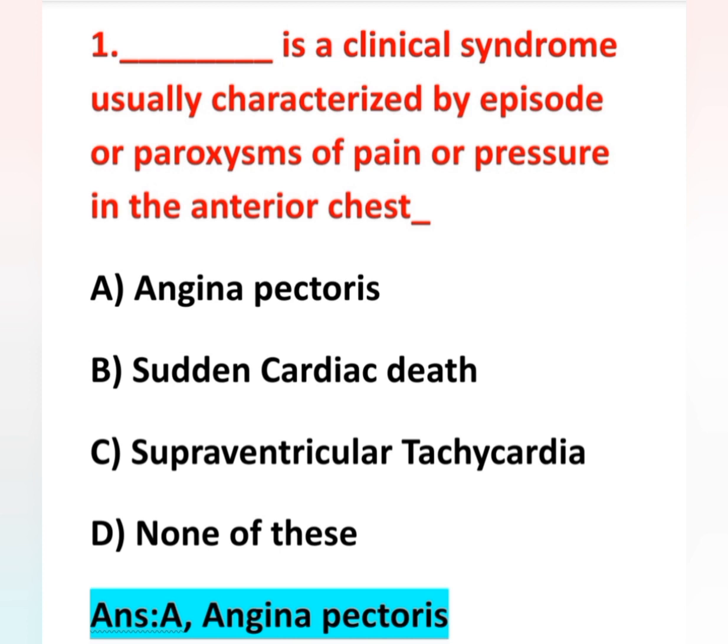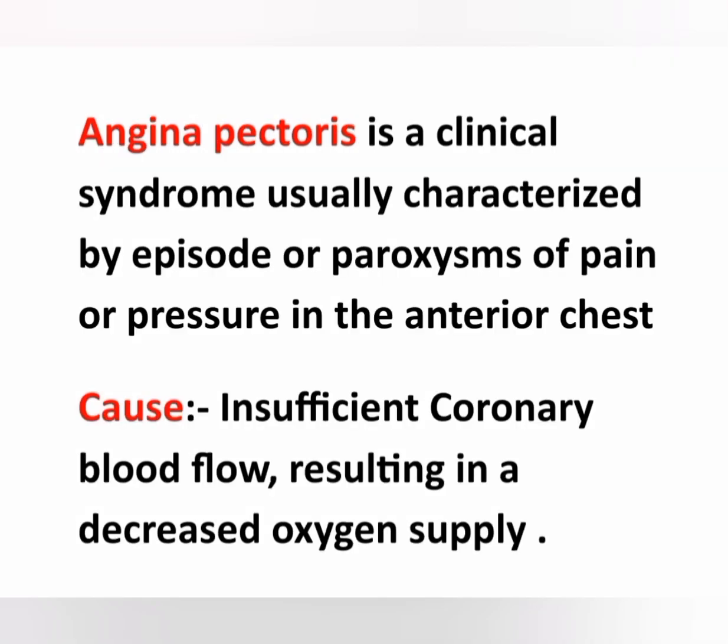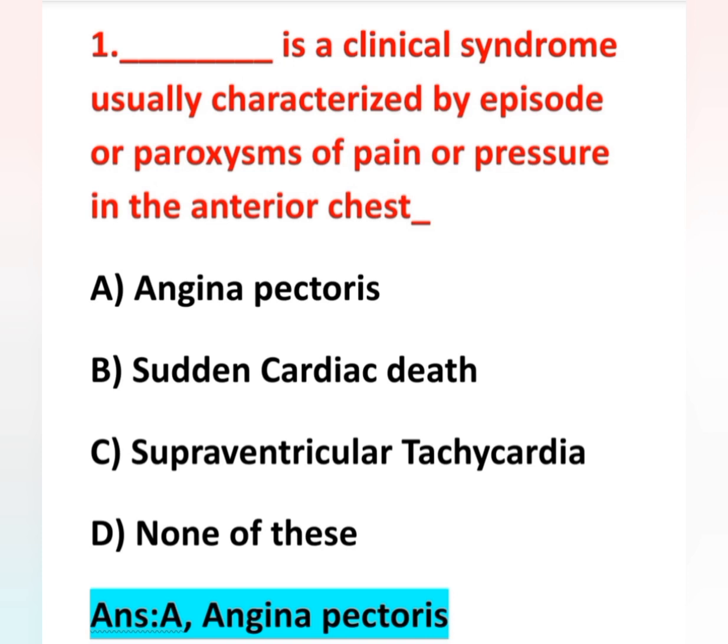This is the actual definition of angina pectoris. Angina pectoris is a clinical syndrome usually characterized by episode or paroxysm of pain or pressure in the anterior chest. The cause is insufficient coronary blood flow resulting in decreased oxygen supply. Okay, so our answer is option A, angina pectoris.